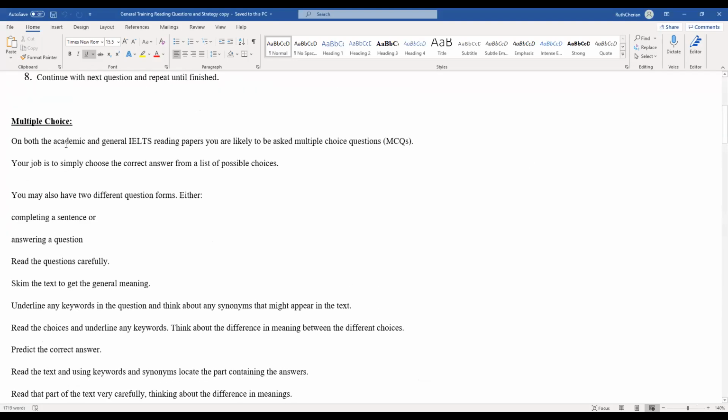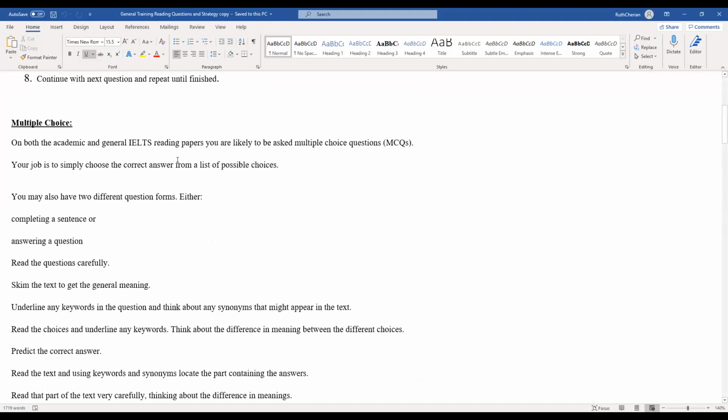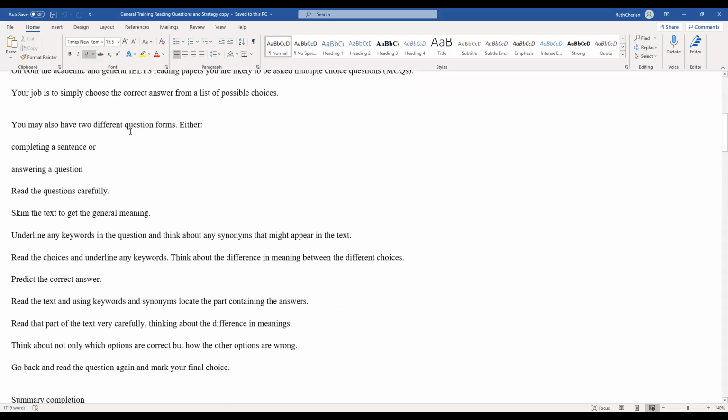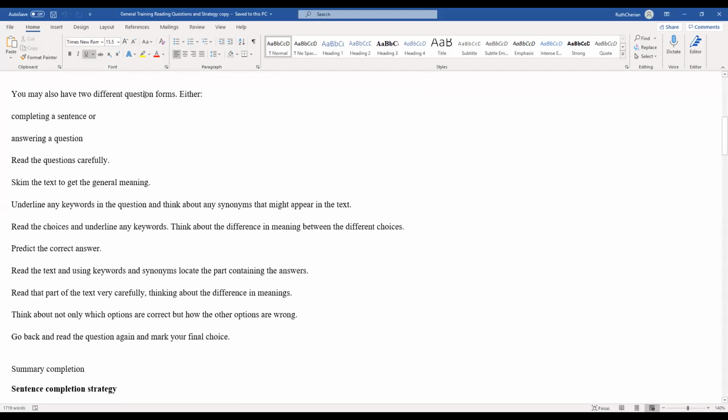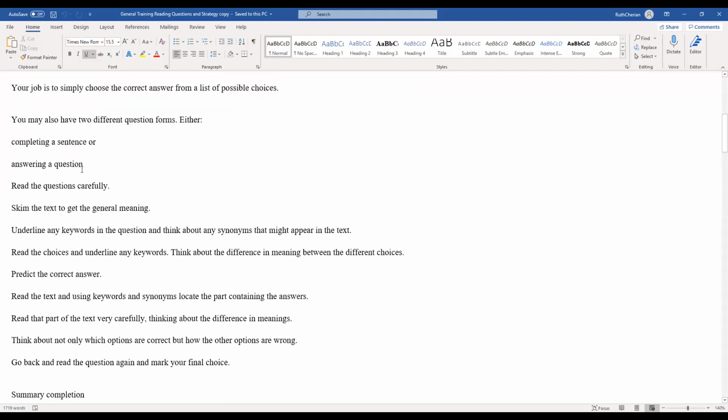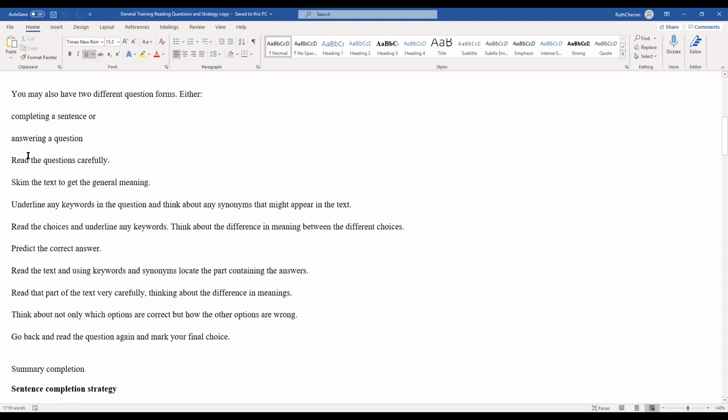So this is the strategy for the multiple choice question. For MCQs, your job is only to choose the right answer from the given list of choices. You have two question forms: either you'll be completing a sentence or you'll be answering a question. So this is your strategy.